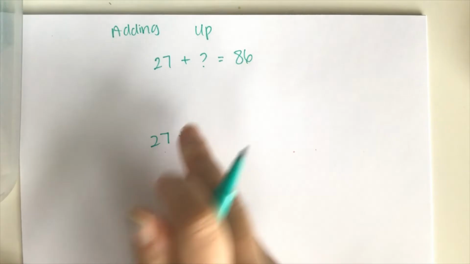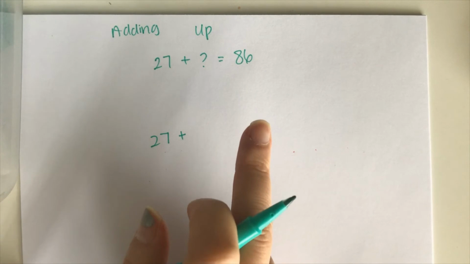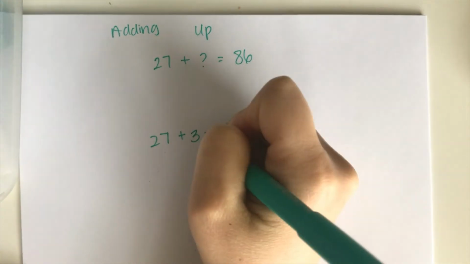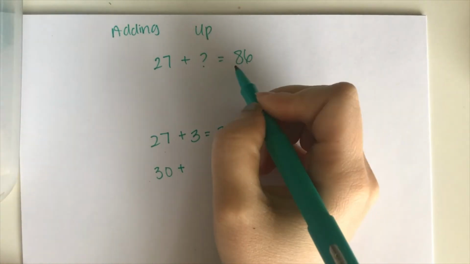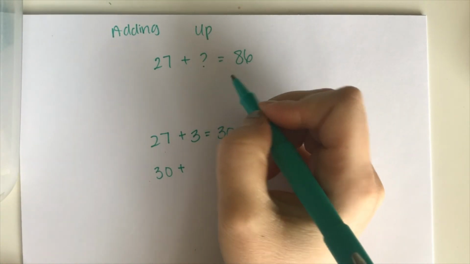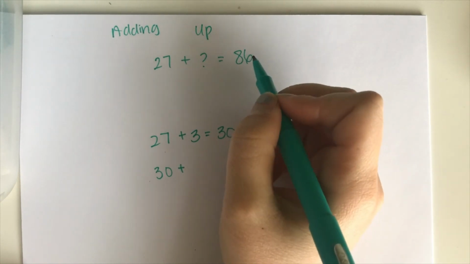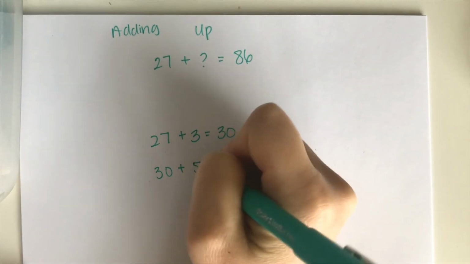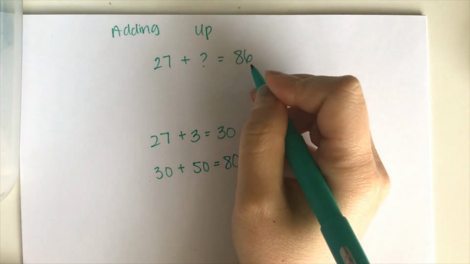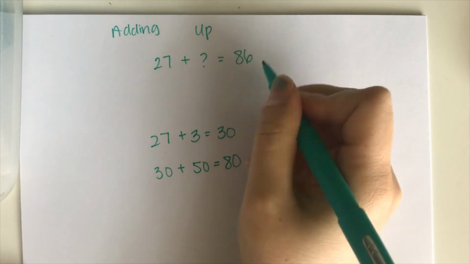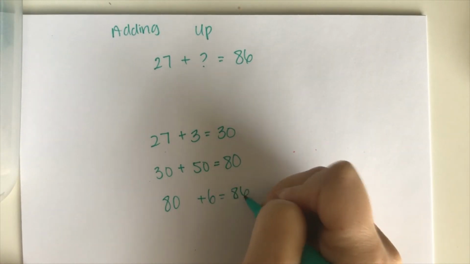Well, first of all, I'm going to want to make that into a close number that ends in a 0, so I'm trying to get to 30. If I add 3, I'm actually at 30 right now. So then from 30, what can I add to get to 86? Well, I have 30, I'm trying to get to 80, so if I add 50 more, that gets me to 80. Now from 80, I am getting to 86. Then you need to add 6 more. So then you're at 86.